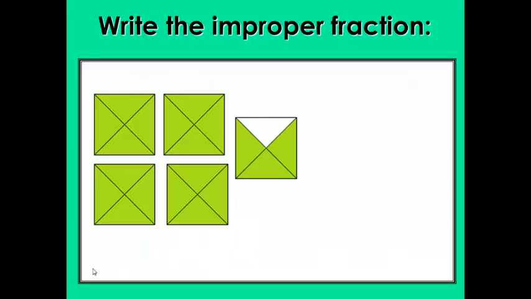Here, what do you think the improper fraction is? We know that the denominator is going to be 4 because the squares are separated into 4 sections. So each square, 1, 2, 3, 4 squares times 4 sections is 16. And then we have 17, 18, 19 sections colored in, and our denominator is 4. Let's check and see if we're correct.